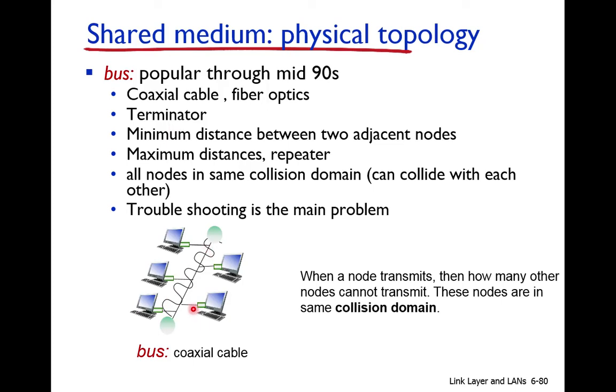But with this bus topology, it is not the case that you can connect as many nodes to the same link as possible. The bus topology has a specification that there should be a minimum distance between two adjacent nodes. Similarly, it is not like you can have a cable of 100 meters or 200 kilometers. There should be a maximum length of the bus, a maximum length of the link. If you want to extend the link beyond the maximum length, then we were using repeaters.